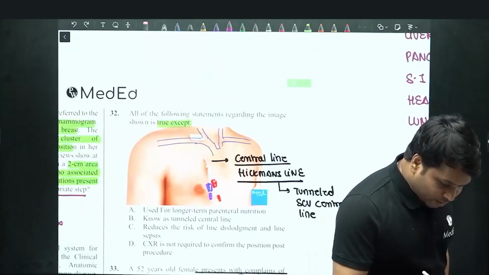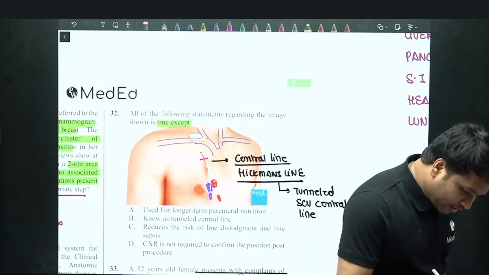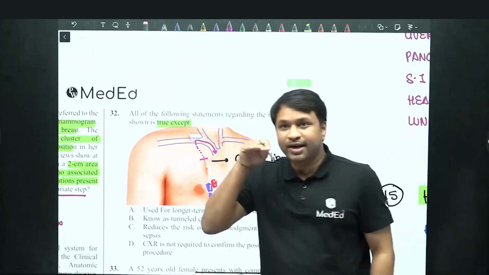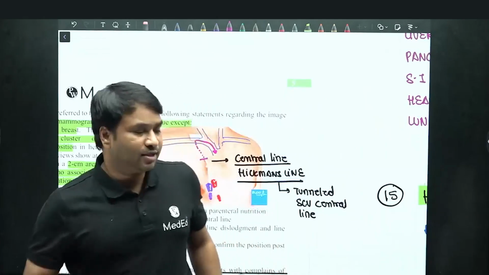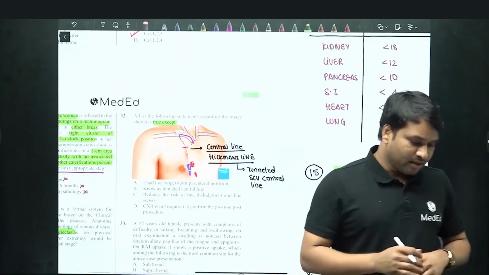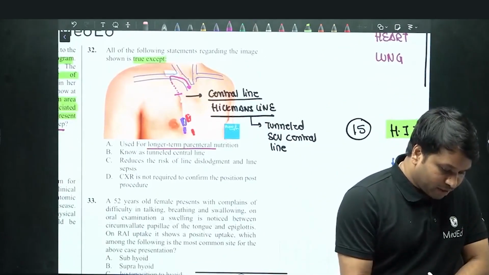Now in the Hickman's line, you take the entry point here. The catheter is buried into the skin, and from there you come out and then you insert directly like this. So you are creating a tunnel under the skin, and this is what we call tunneled central vein access, right? Now, all of the following are true except, remember: used for long-term TPN or parenteral nutrition.